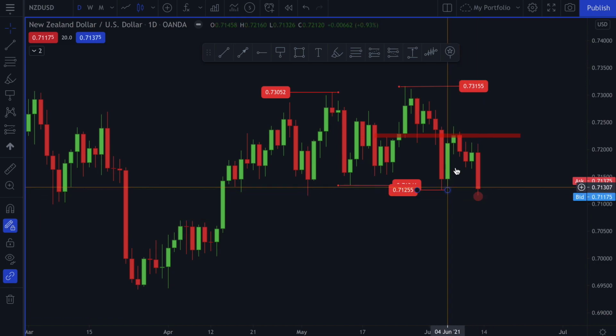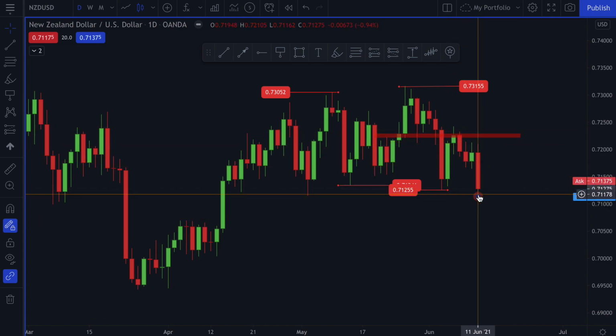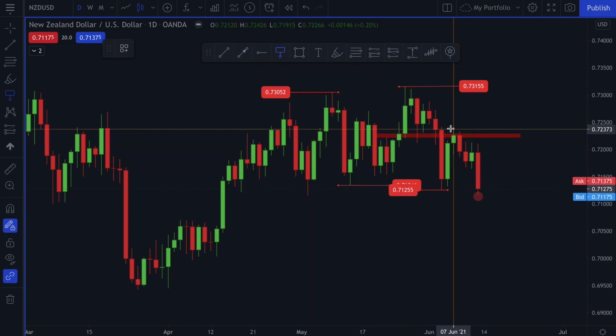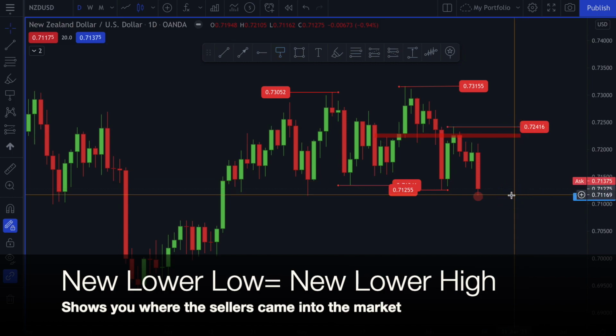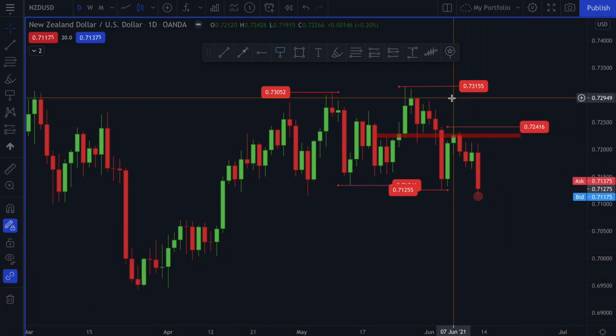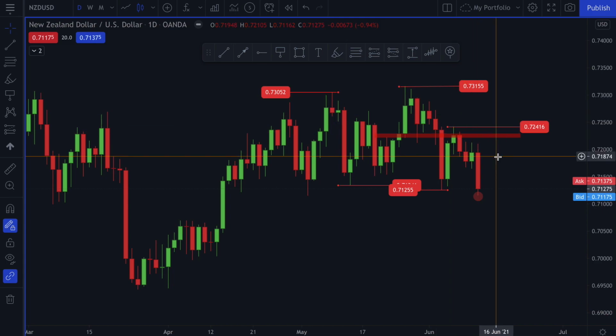Now that we have a new low, price went up, came back down, and price passed 0.71255. This becomes our new lower high, because now this high peak is lower than where we didn't want it to go. It's lower. So now where don't we want price to go? We don't want it to pass 0.72416. This is how price trends. This is how trends are created.